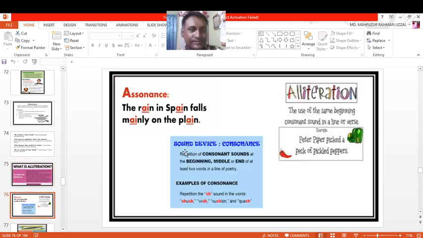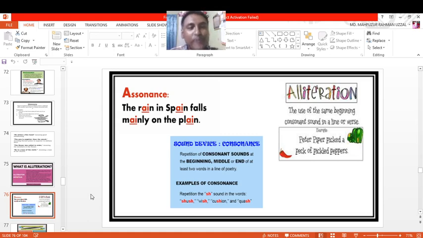Assonance and alliteration. Alliteration is the use of the same beginning consonant sound in the line or verse, whereas assonance is not in the beginning; the same sound can be found in the middle of the word.